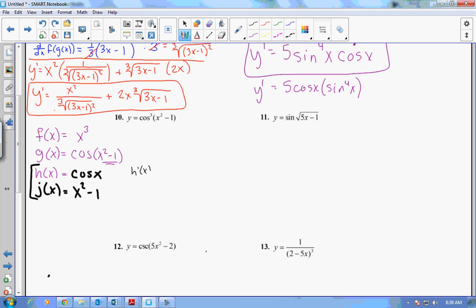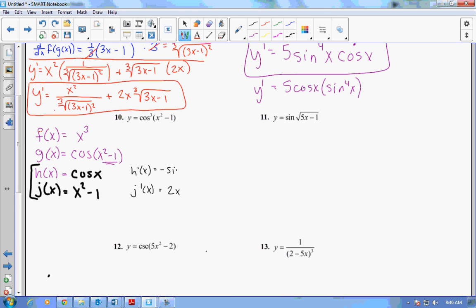So h prime of x and j prime of x. Margarita, what would h prime of x be? Oh, on the j. Yeah, the j would be 2x. But what about the cosine x? What's the derivative of cosine x? That's the one that changes the sign.